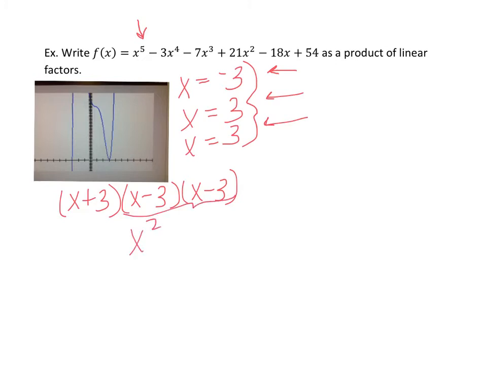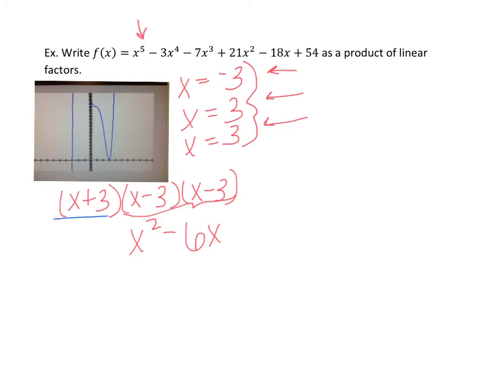This is going to make x squared plus 9, right? Nope, sorry. Let's try that again. This is going to make x squared minus 6x. Oh, I know what I was going to do.